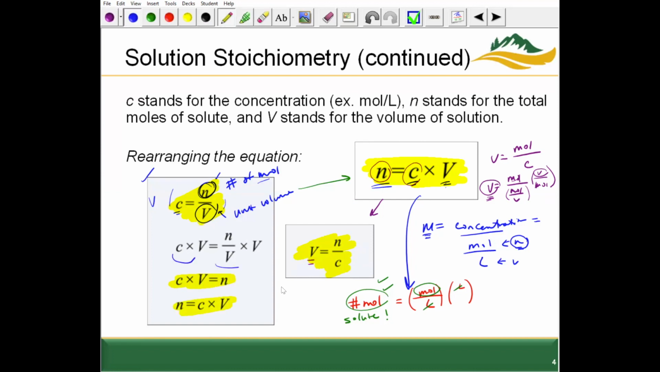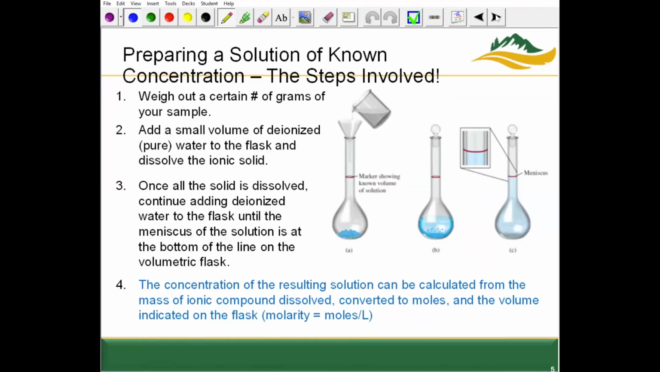With these different variations of the equations, let's see what kind of problems we can solve. One example is preparing a solution of a known concentration. Let's say we're in the lab and we want to make a solution with a certain concentration. Well, we have moles per liter, but in the lab, we're not going to be able to measure out moles. We want a number of moles, but we can't just go to the balance and measure out a number of moles.